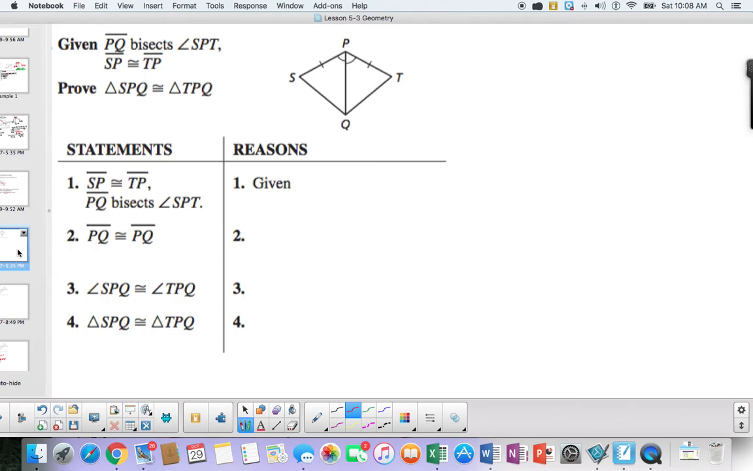All right, another proof. It looks to me like in my plan, I like to do some pre-planning. In my plan I can see that there's a reflexive, so I can see my plan will be side angle side. One of the sides is given. They have an angle bisector, so I'm going to be able to get my angle, and then my reflexive will be my side. So let's go ahead and fill this out. So this is my side pair, so I can cross this off. And here's another side pair. That's from the reflexive.